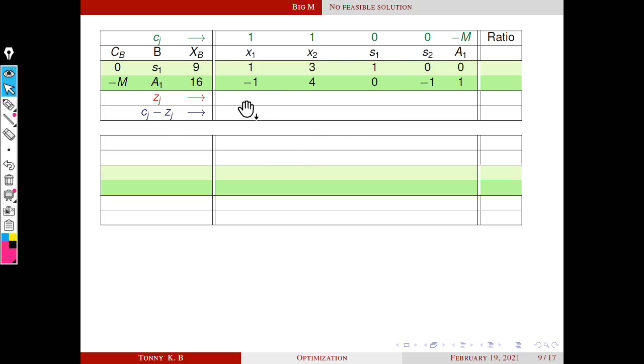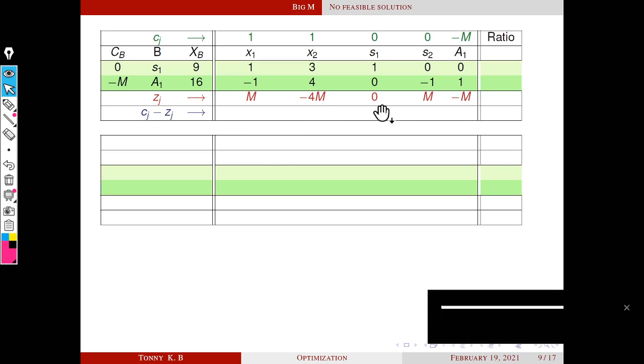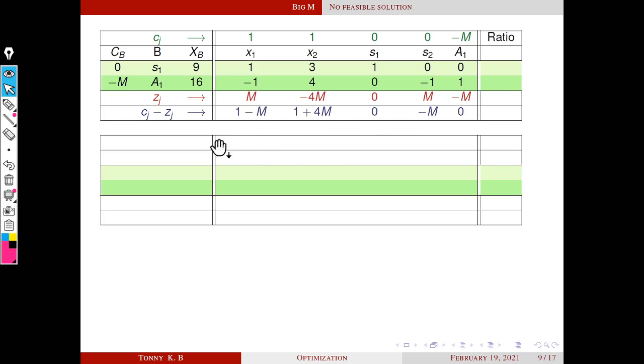Then what about Zj? What is the value of Zj? M, that is M. So this is minus 4M, etc., like that. Then we consider Cj minus Zj. Okay, is it an optimum?